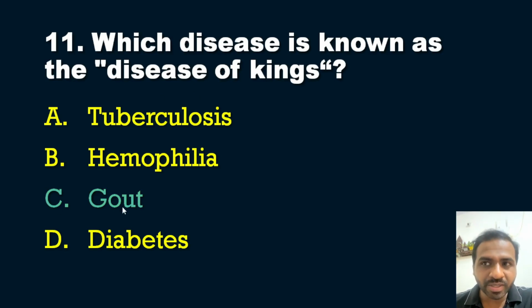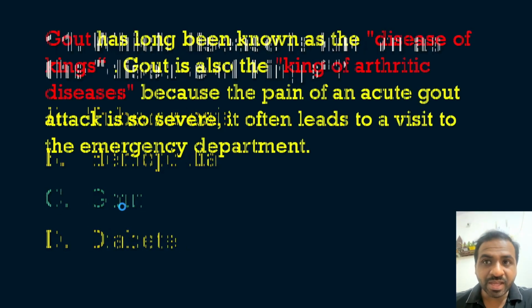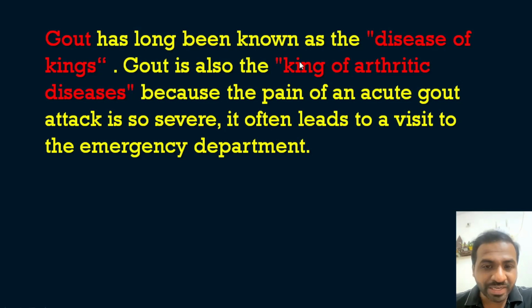So gout is considered to be the disease of kings. Why? Gout has long been known as the disease of kings, and gout is also called the king of arthritic diseases because the pain of an acute gout attack is so severe it often leads to a visit to the emergency department. That strain will be there for the gout. It is known as the king of arthritic diseases and also the disease of kings, because in the olden days affluent families got this disease because of their daily habits, because of their routines. So that's why it was termed the disease of kings.